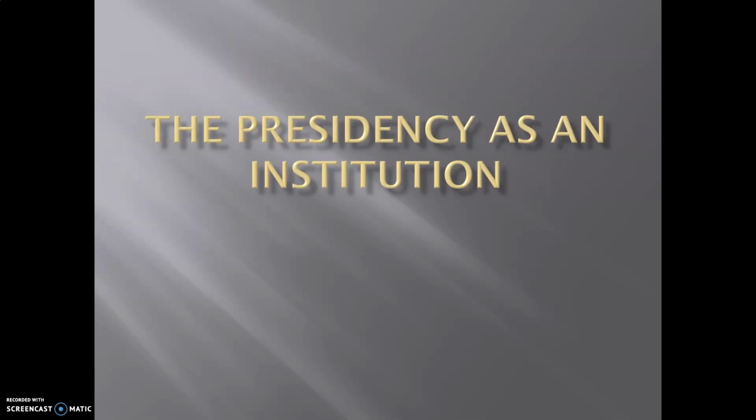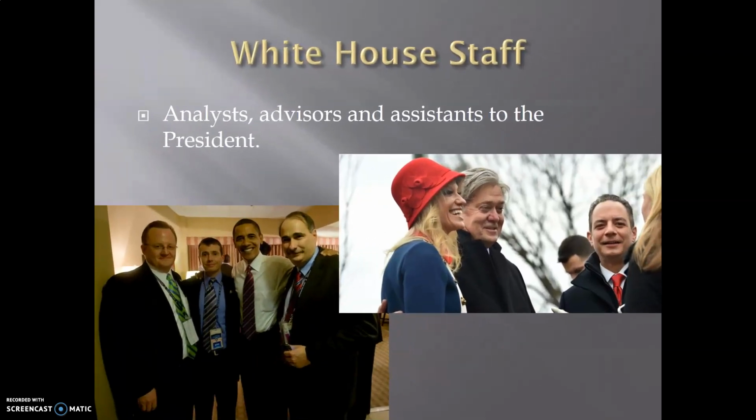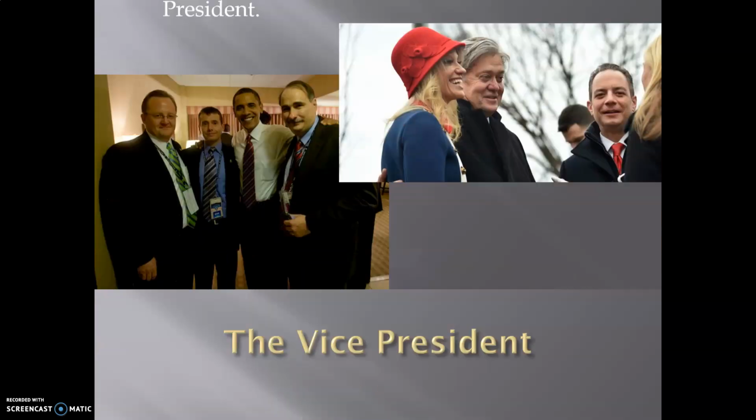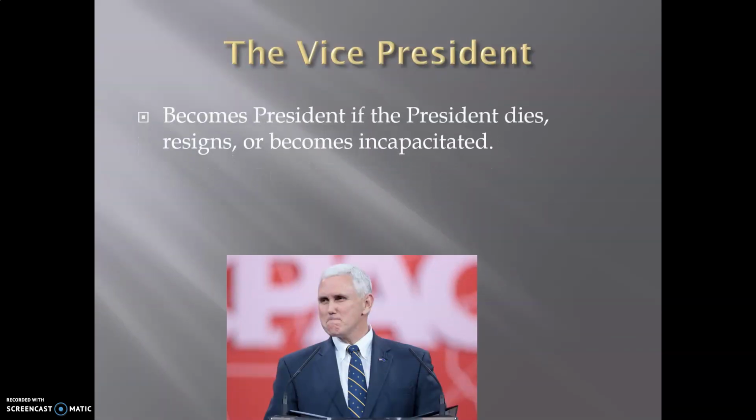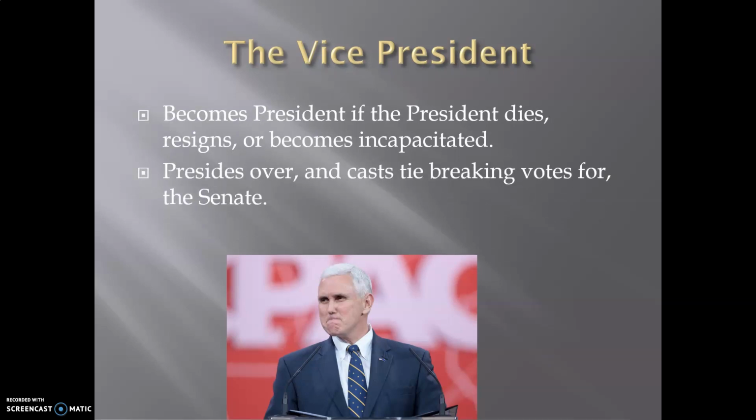All right. The presidency as an institution, the president has his cabinet, which are the heads of executive agencies. He has his White House staff, his advisors. They advise him on lots of things. There you can see Obama's top staffers and some of Trump's first top staffers. Some of them have stepped down. There's the vice president who becomes president. He's the president in waiting if something happens to the president.